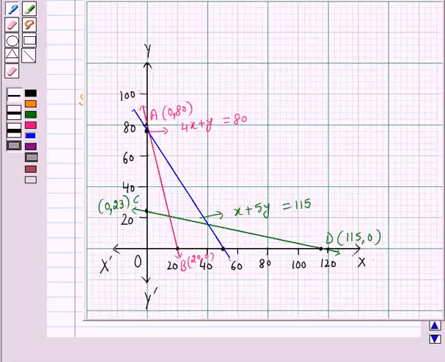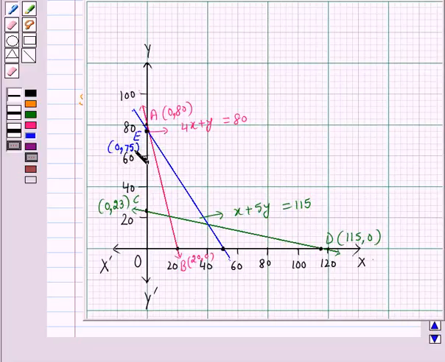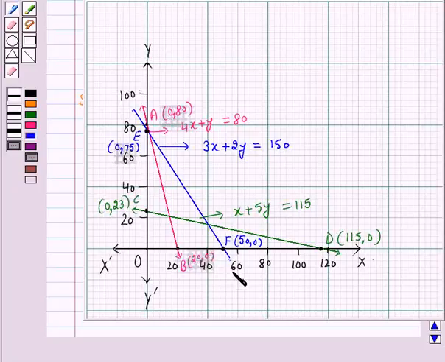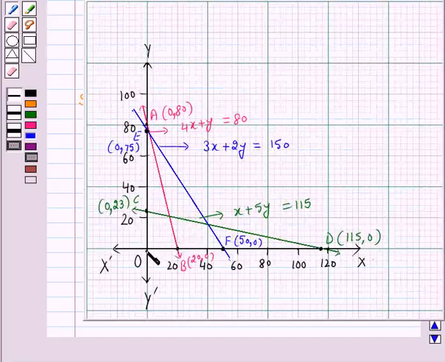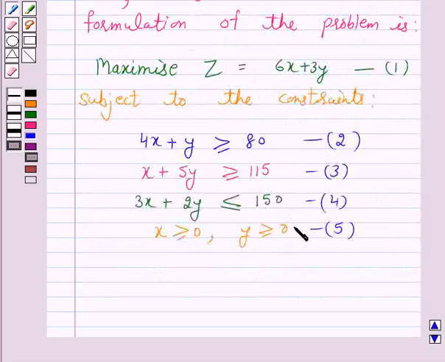Now let us take E as the point (0, 75) and F as the point (50, 0). So EF represents the equation of the line 3x plus 2y is equal to 150. Again, EF divides the plane into two half planes. We will consider the half plane which will satisfy 4, that is, which will satisfy the inequality 3x plus 2y less than or equal to 150. So the half plane which contains the origin is the graph of 4.